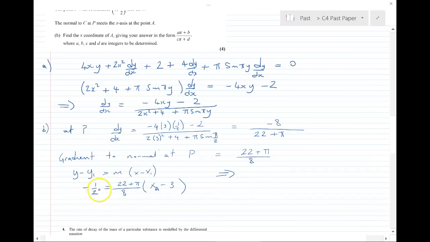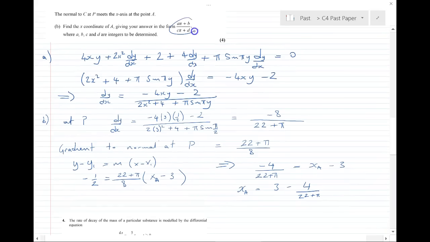I'm going to times through by 8, now minus half times 8 is minus 4, and divide through by 22 plus pi, so that's 22 plus pi, that gets rid of this and puts it over here. That gives me xa minus 3. So the x coordinate of A is equal to 3 plus, 3 minus 4 over 22 plus pi.